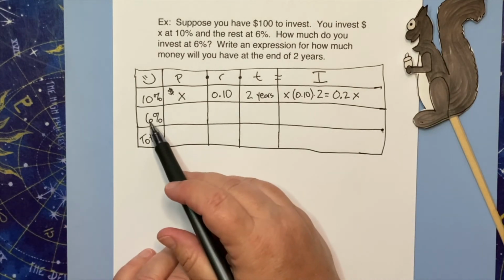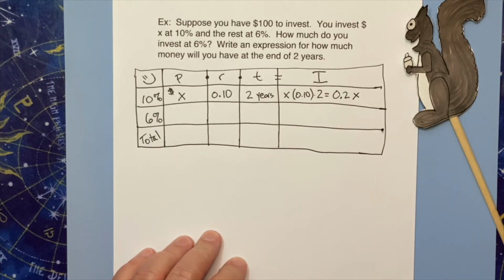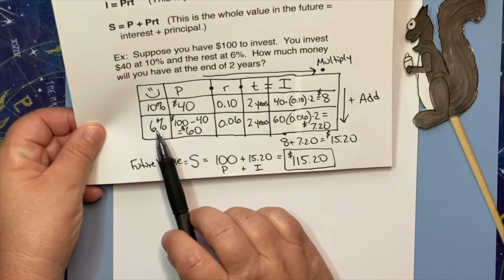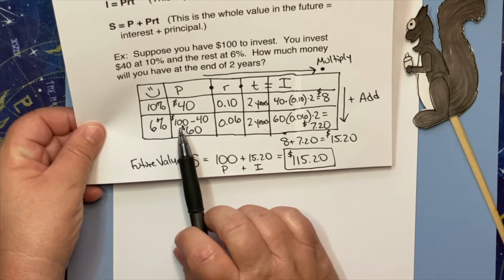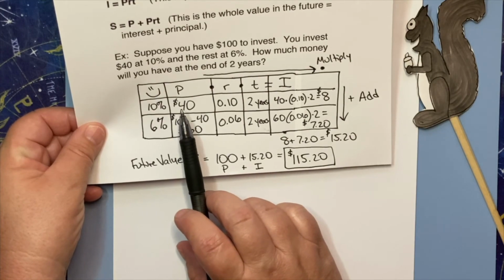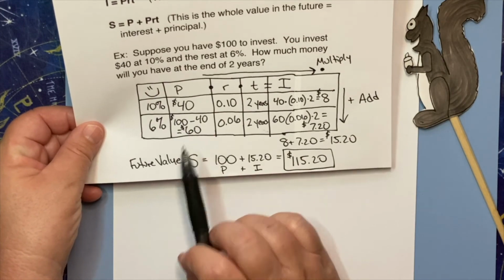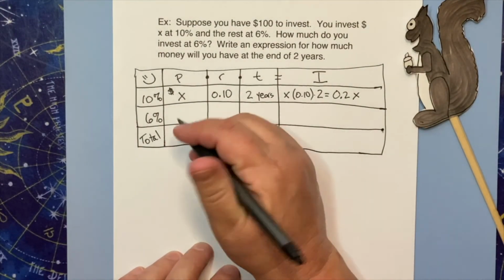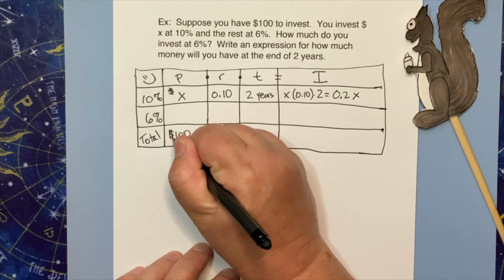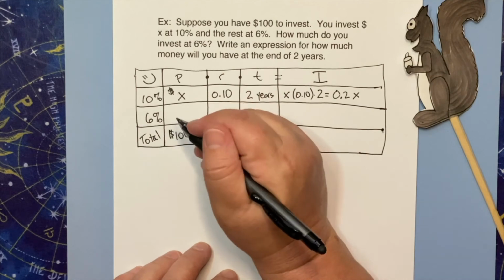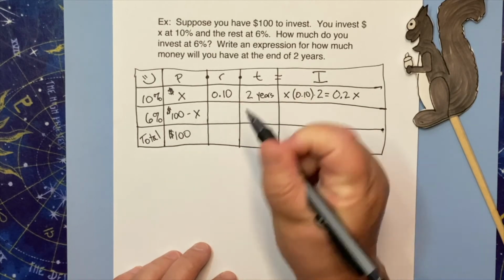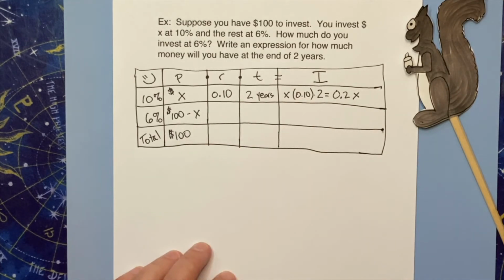Now, for how much I invested at 6%, I need to go back to the previous problem and look at what I did. When we knew we were investing 40, to find how much we were investing at 6%, I took the total, which is 100, and I subtracted the 40. So 100 minus 40 gives me 60. Now, in this case, I don't have 40, I have X. So since the total is $100, then my 6% investment is going to be the $100 minus the X that I invested at 10%.